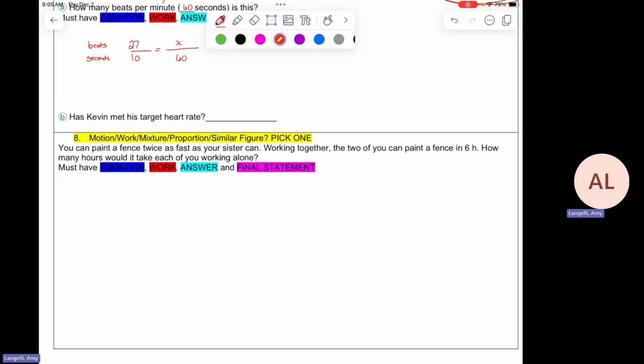Okay, number 8. This one I kept from last year because I've changed a lot since this lesson needed it. I kept this one because it threw kids off because it has a sneaky wording, but sneaky wordings are a real thing. So let's take a look. You can paint a fence twice as fast as your sister can. Working together, the two of you can paint a fence in 6 hours. How many hours would it take each of you?